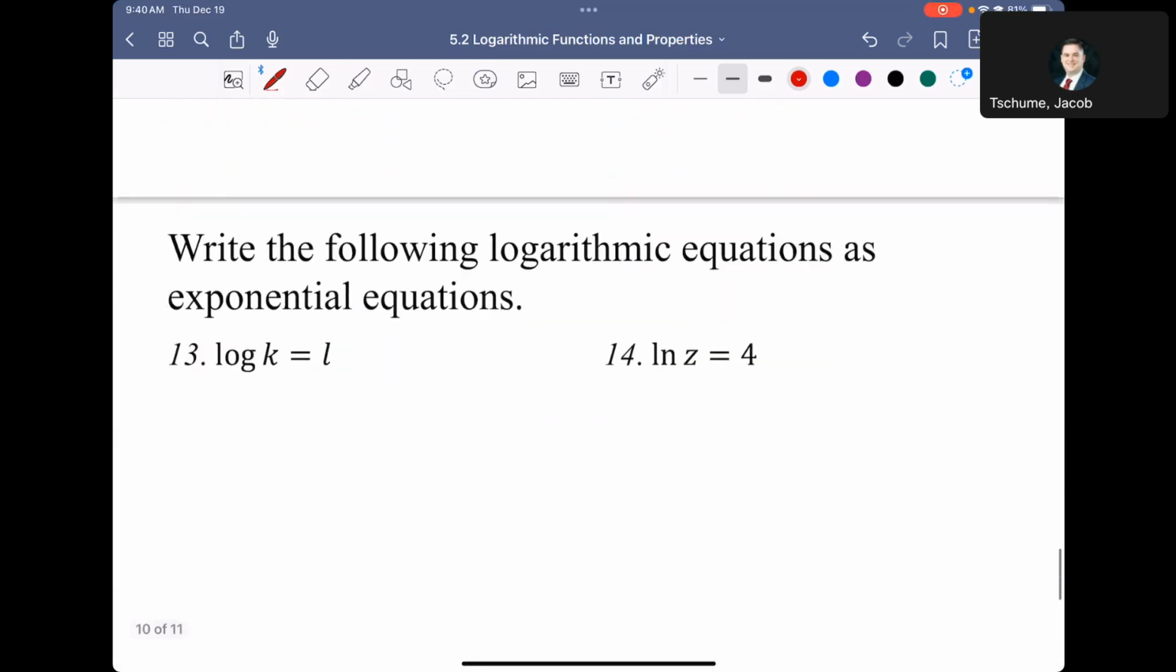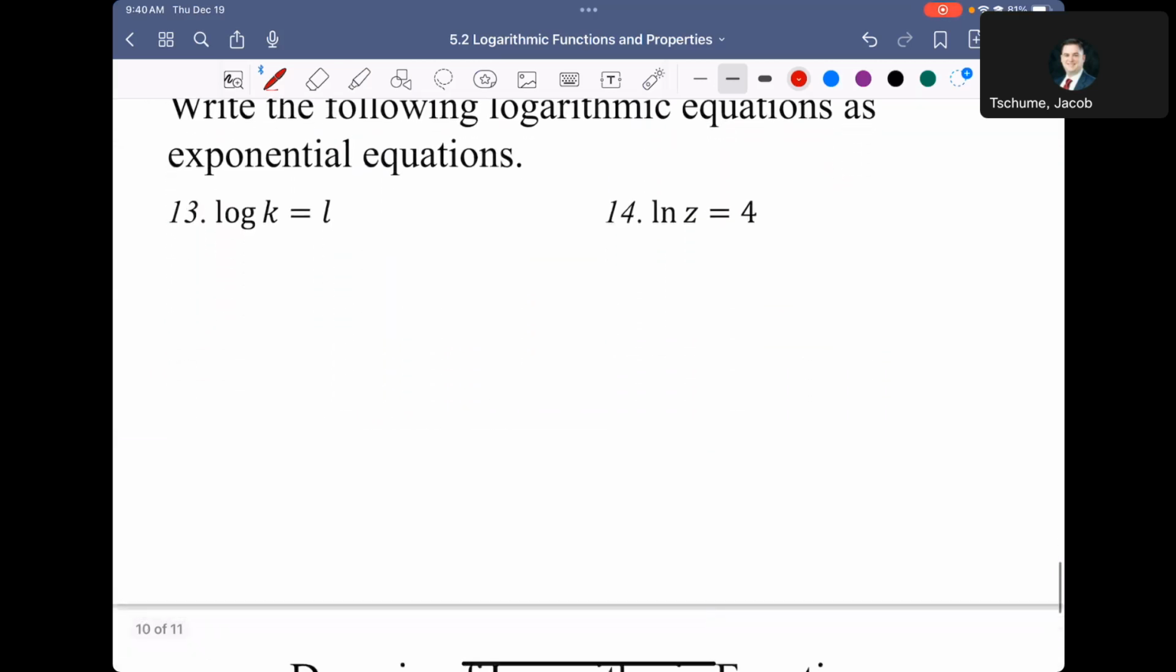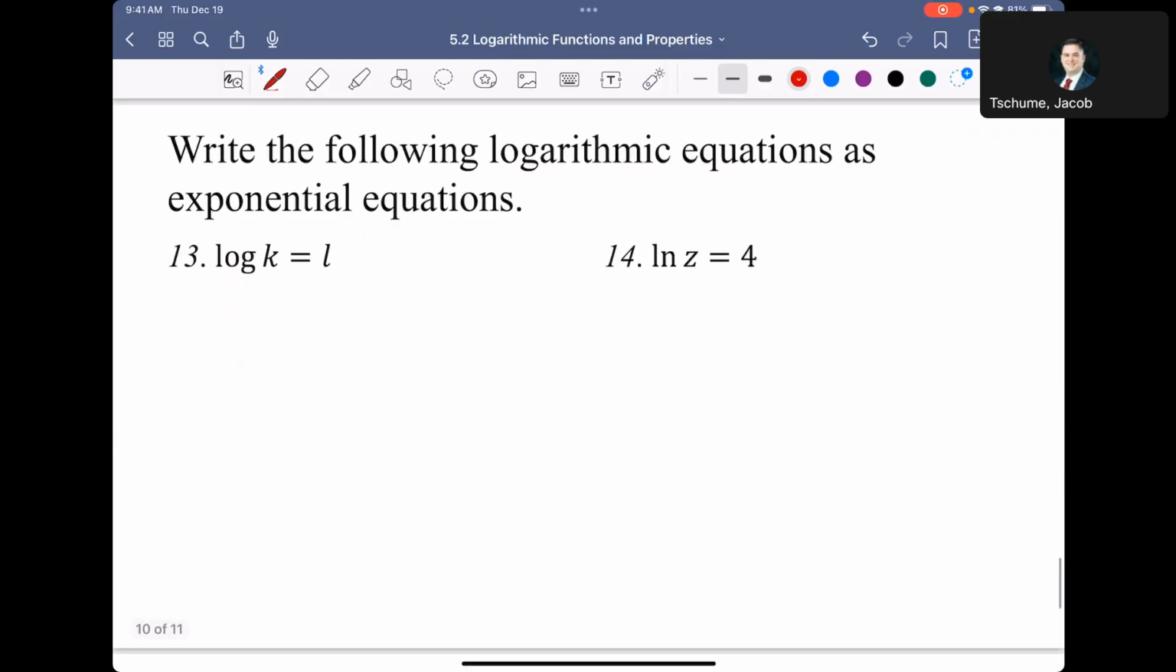All right, let's make sure you're comfortable going the other direction as well with these special cases. So these are two logarithms with special cases. I want you to rewrite them as exponents. So on number 13, you have log of k equals L. Now, normally I would tell you you need to identify the base, but you probably can see there is no base down here. That's fine. With a logarithm, if you don't see the base, it is understood to be 10.